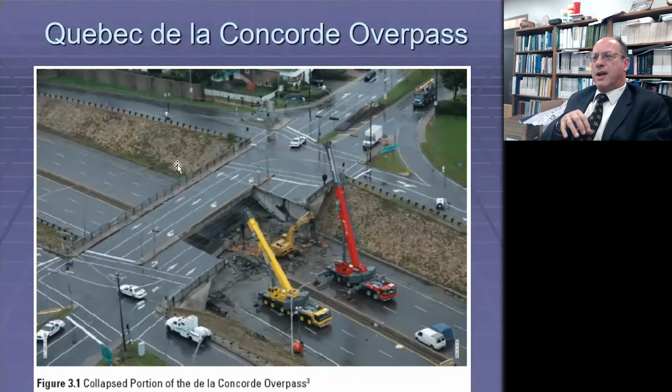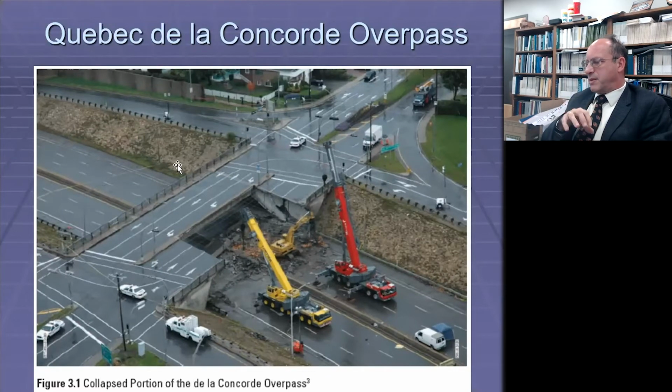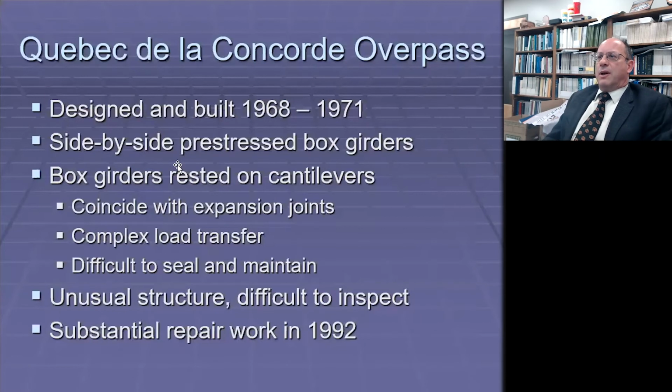The part that collapsed was a span of pre-stressed box beams, and the part that stays up is also box beams, and then you can see the lines that are essentially supporting the box beams. So it was designed and built often, particularly when you have a common Department of Transportation type of building. A lot of these would be designed and built at approximately the same time.